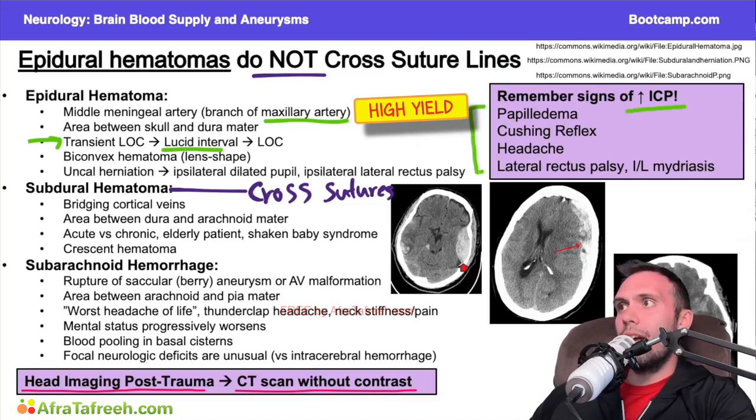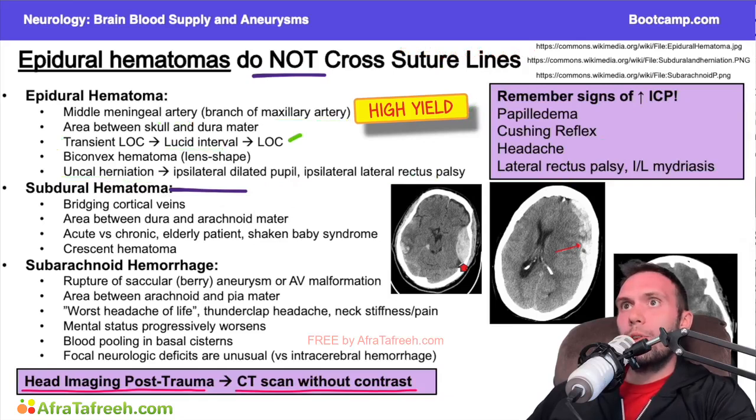We might see some of these findings, and then the patient will start to go into a coma or lose consciousness again as the intracranial pressure gets higher, because remember, this is an artery. This is an arterial bleed. It's bleeding very briskly. So it can lead to very significant levels of intracranial pressure and then eventually promote an uncal herniation because there's so much pressure, it's going to push everything downward. And so this is where you can get this ipsilateral dilated pupil or ipsilateral rectus palsy. Again, classic findings for elevated intracranial pressure.